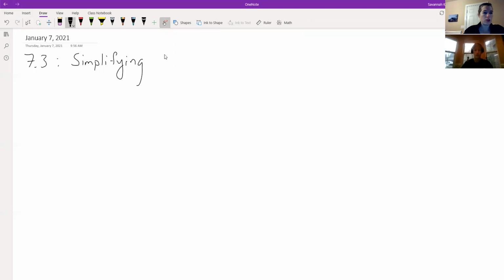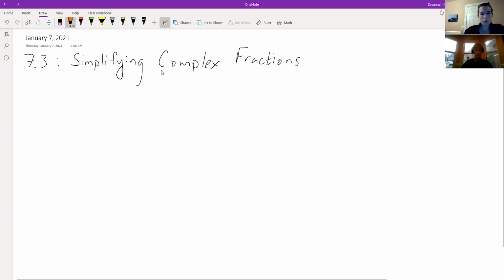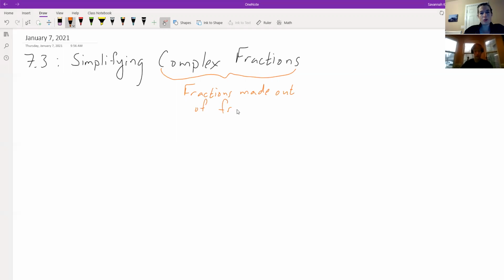So 7.3 is about simplifying complex fractions. And the way that I think of complex fractions, they are fractions that are made out of fractions or fractions containing fractions. So fractions within fractions, if you want to think of it that way.